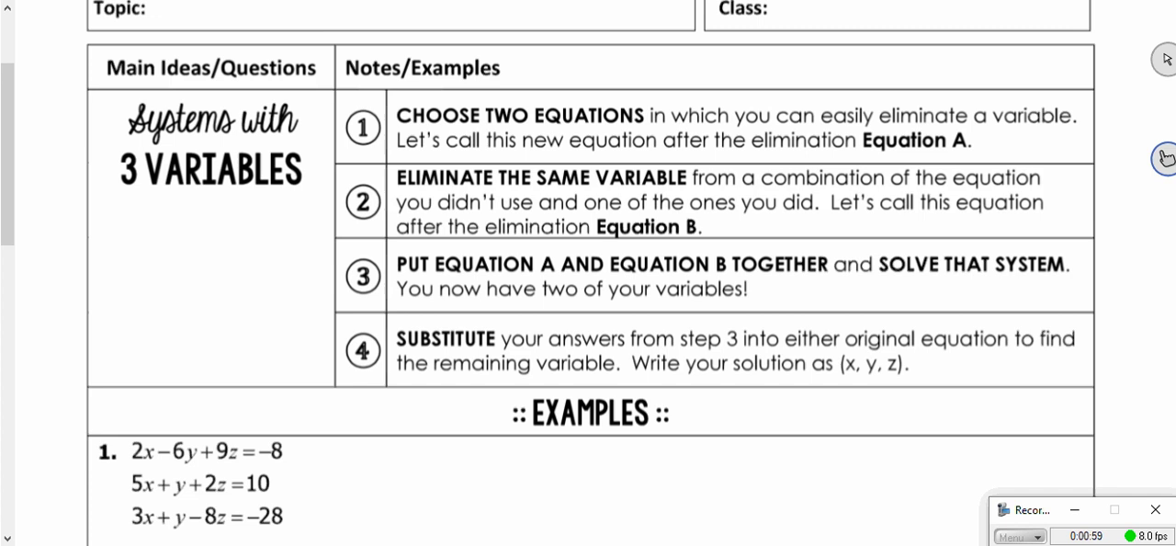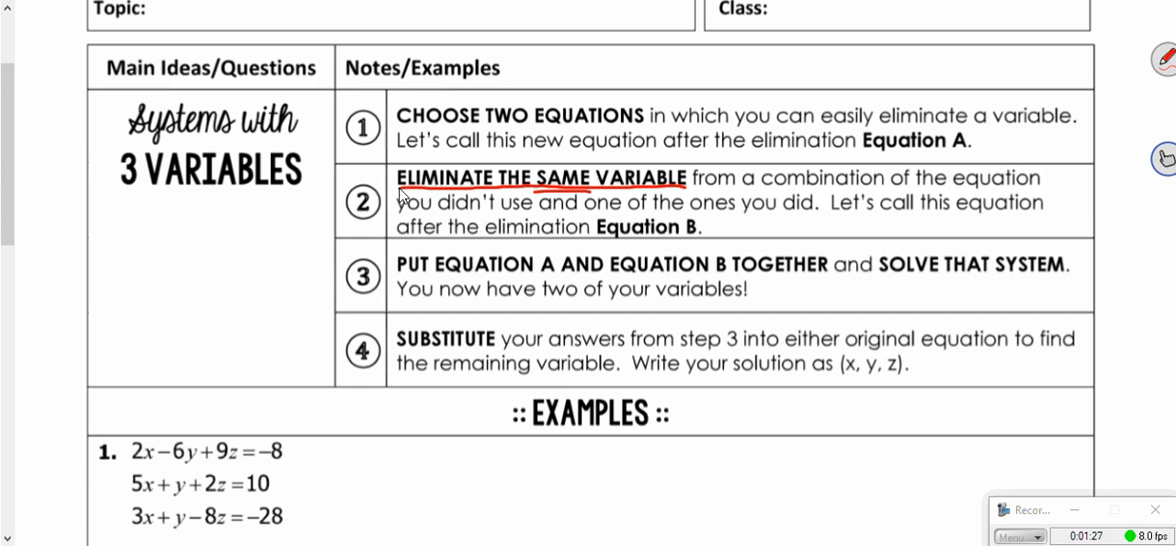So I like the step-by-step directions here. It says choose 2 equations in which you can easily eliminate a variable. Let's call this new equation after the elimination equation A. Then you eliminate the same variable. This is key. That's why it's bolded and capitalized.